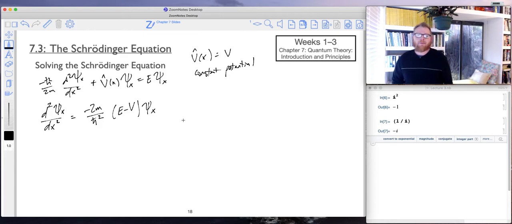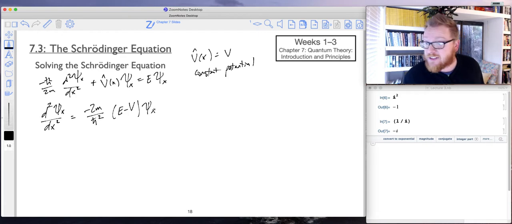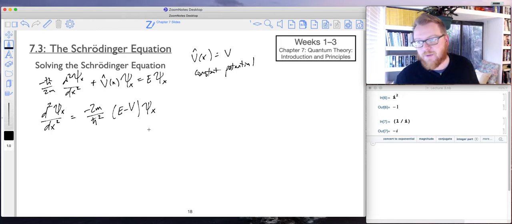psi x. Okay? And so you might be thinking, well, how? You were just telling us we have to do this operation and all that other stuff. Well, look, we're still carrying out all those operations on psi, right? Now, the way that this operation is going to go, it's negative 2m divided by h bar squared times the quantity E minus V operates on psi x. Of course, we would only get that after we take the second derivative of psi x.